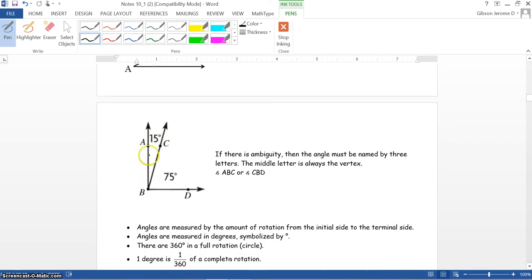We could do angle ABC, angle ABD, or we could even do just angle B. But it says if there's ambiguity, then the angle must be named by 3 letters. The middle letter is always the vertex. So we could do angle ABC or angle CBD. Now there is another angle that could be listed here. Now we could do angle ABD. That's another angle that could be named here.